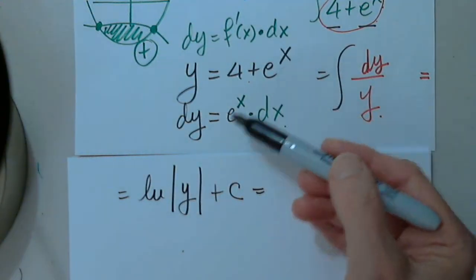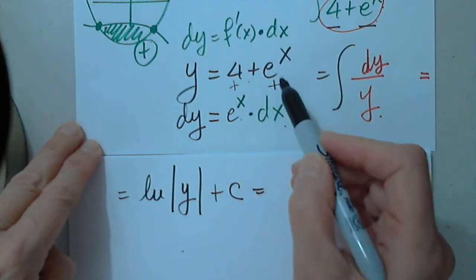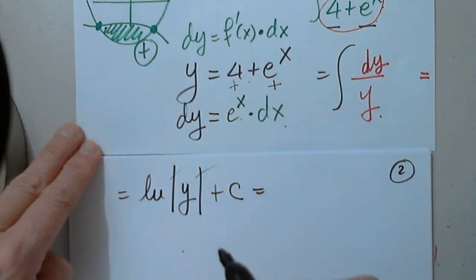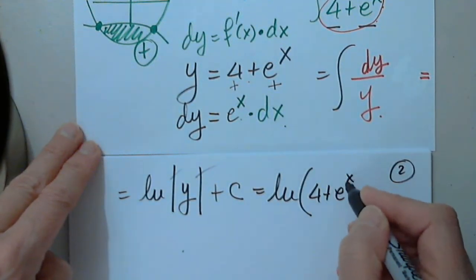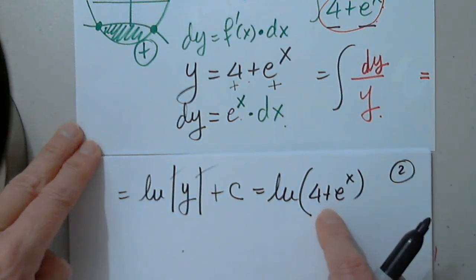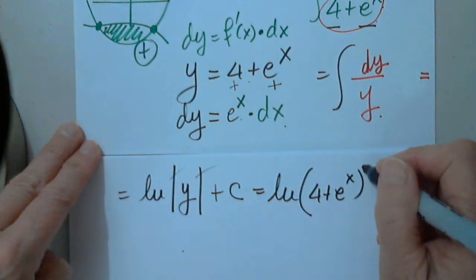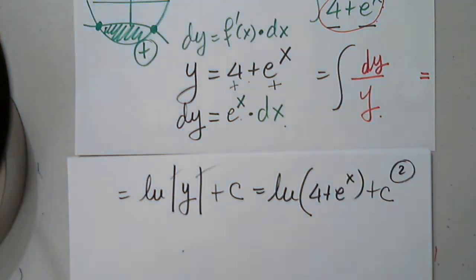Now I have to go back and replace it. And now I know that this is positive always and this is positive always. Therefore, I can omit the absolute value. But initially, it has to be there. So I have parentheses 4 plus e to the x, only because this is always positive. Otherwise, if it can be positive or negative, I have to keep the absolute value bars plus a constant c.